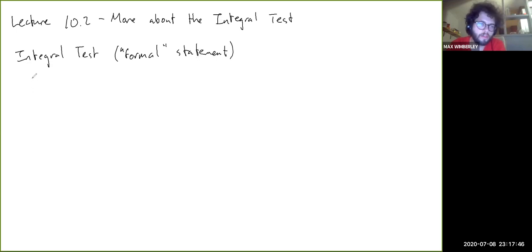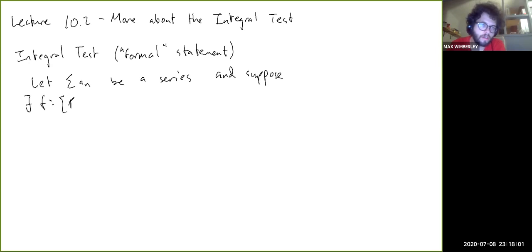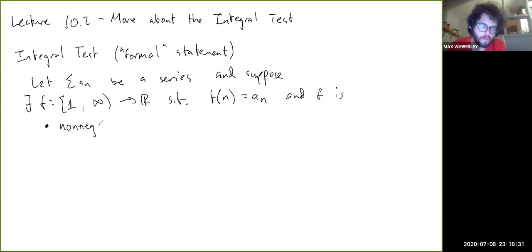Okay, so let a_n be a series and suppose there exists a function defined on the interval 1 to infinity such that f is, so the most important requirement obviously is that f(n) equals a_n, okay, and f is non-negative, decreasing and continuous.